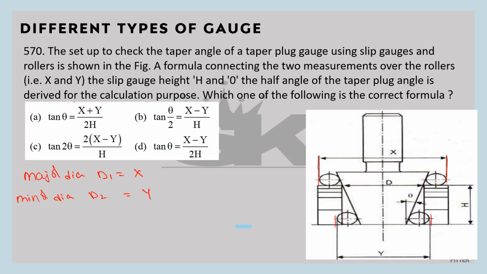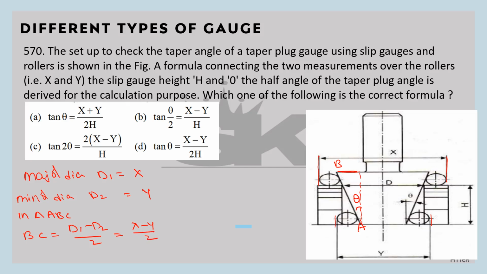From the bottom rollers, outside to outside dimension. We can take this as A, this as B, and this is angle theta. We have to find this length. In triangle ABC, BC equals (D1 minus D2) by 2, which equals (X minus Y) by 2.